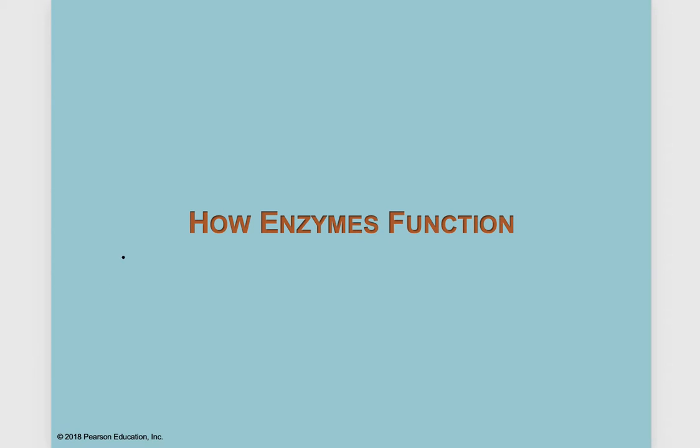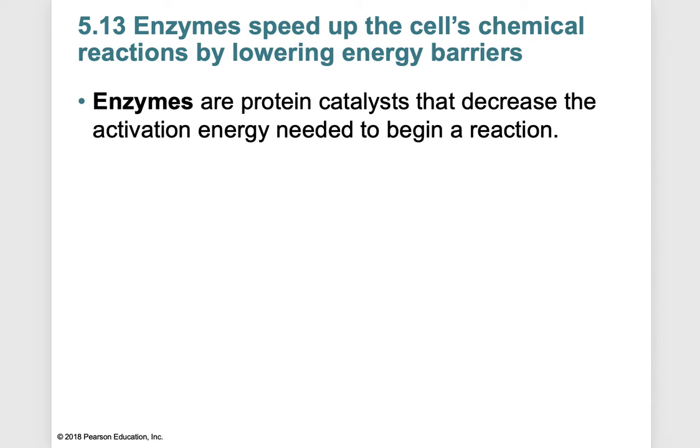All right, last part of this lecture, let's talk about enzymes. Enzymes speed up a cell's chemical reactions by lowering activation energy. Enzymes are proteins, and they are something known as a biological catalyst, which means they decrease activation energy, they speed up chemical reactions, and they are not destroyed at the end of the reaction.